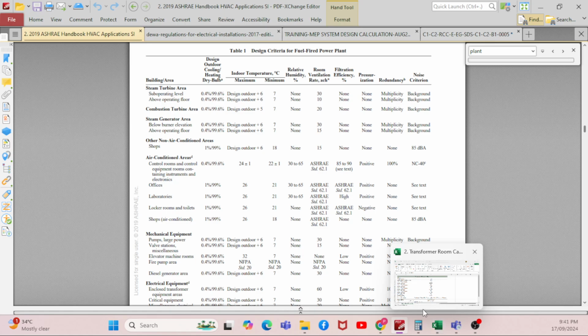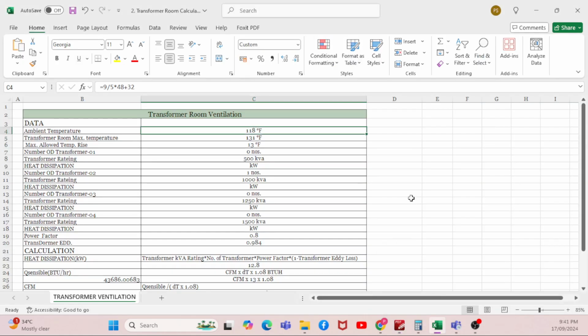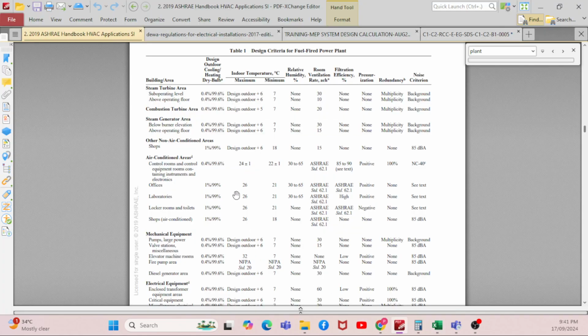Can you go back to that Excel sheet, please? What I was saying was there's the ambient temperature which you've calculated, which is 118. For the transformer room temperature, you have used the local code, but if you're using ASHRAE, it would be 118 plus 7, correct? 118 plus 6, sorry. They have given the value here: design outdoor plus 7, or they have given that minimum we have to take 7 degrees Celsius. Yes, that is the minimum 7. So I just took the maximum value here, that's why I was using that.